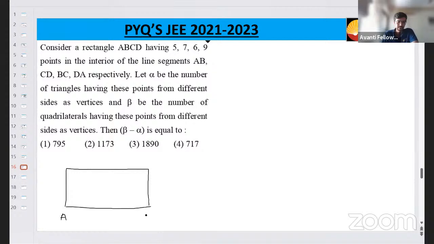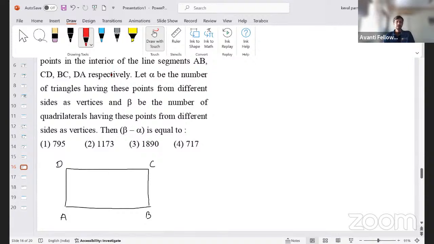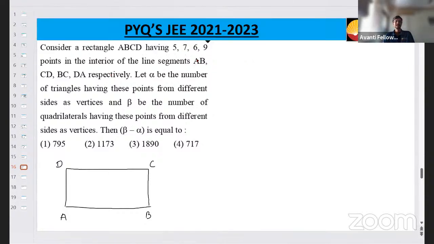So let's say we have a rectangle A, B, C, and D. Correct? So 5 points we have on segment AB. On this segment AB there are 5 points: 1 2 3 4 5. This is what the question means. Correct? So don't get confused. The word interior should not have been there, but it's fine.